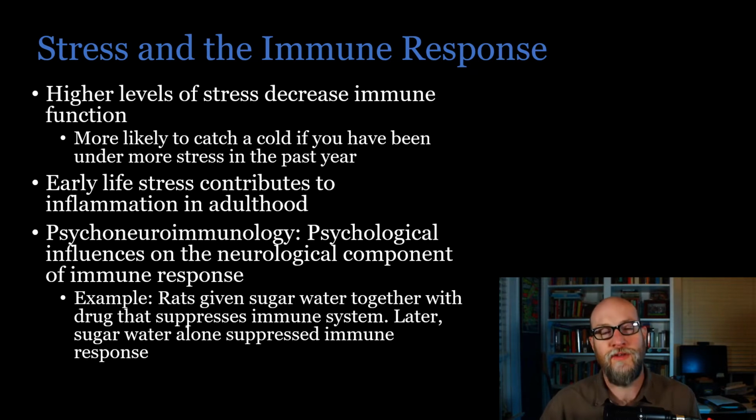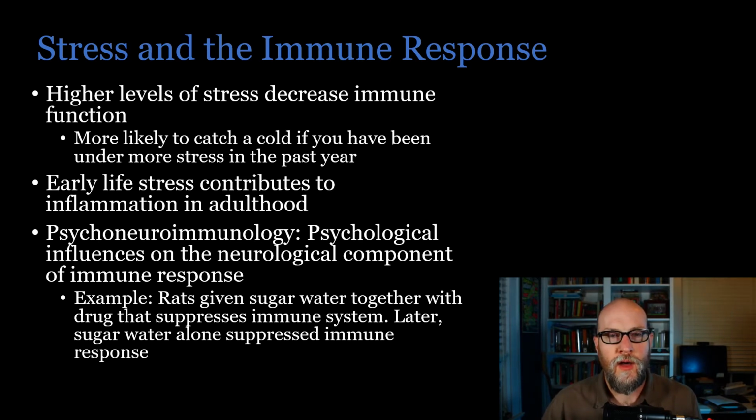And there's more and more research on how inflammation plays a really important role in a whole host of illnesses and how we feel. This has led to a new field of study in psychology, which is a mouthful, psychoneuroimmunology, which is really looking at the psychological influences on the neurological component of the immune response. So how does our psychology, our thinking, our cognition, affect our actual neurological functioning, the actual physiological, concrete level functioning of our brains, of our bodies, and our immune systems?